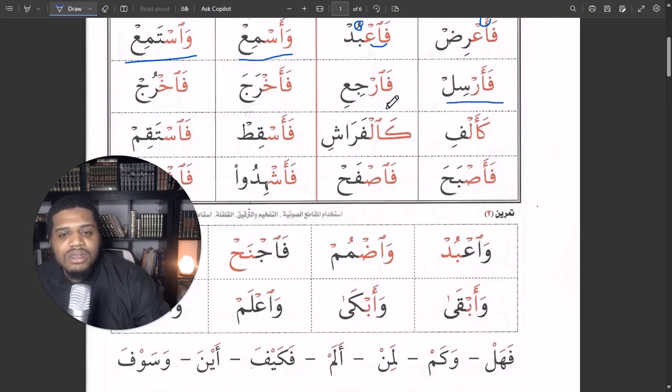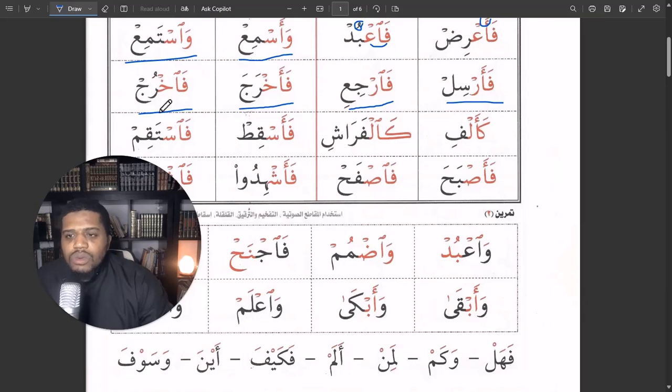فأرسل، فرجعي، فأخرج، فاخرج. And if we didn't have this fa here, we would say ukhruj. Why? Because the middle letter has a dhamma. So I'm hoping you're starting to see the pattern here, and you somewhat understand how Hamzatul Wasl works.